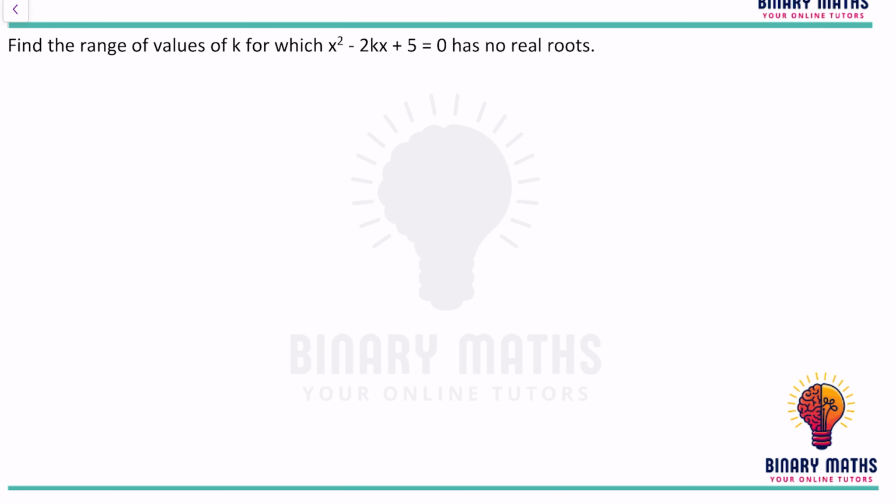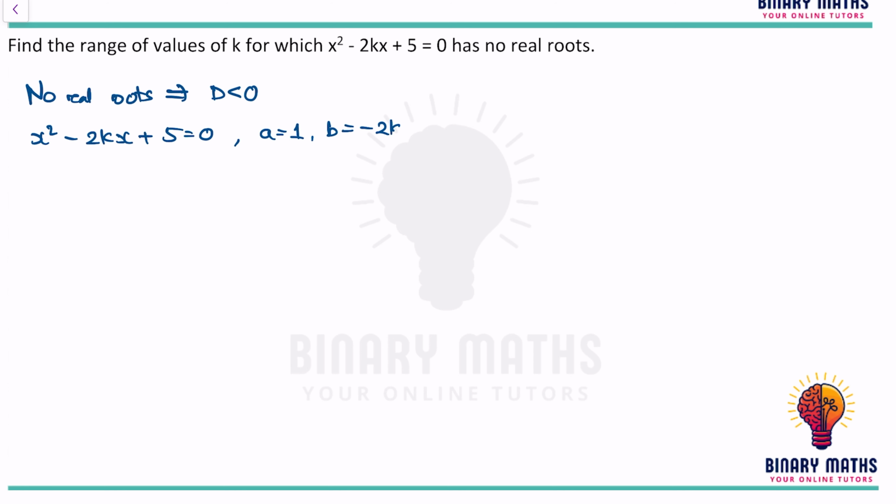Find the range of values of k for which x squared minus 2kx plus 5 equals 0 has no real roots. No real roots means d must be less than 0. The equation we have is x squared minus 2kx plus 5 equals 0. So in this case, a, the coefficient in front of x squared, is 1, b is equal to negative 2k, and c is equal to 5.